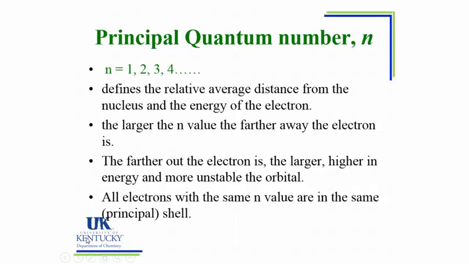All electrons with the same n value are in the same principal shell. So if n equals 1, every electron that has n equals 1 lives in the same shell. It's called shell n equals 1, principal energy level 1. Then we can move further away. Any electron that's located in the principal energy level with n equals 2, we say they're in the same shell.